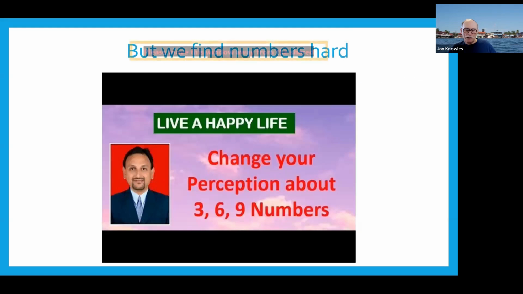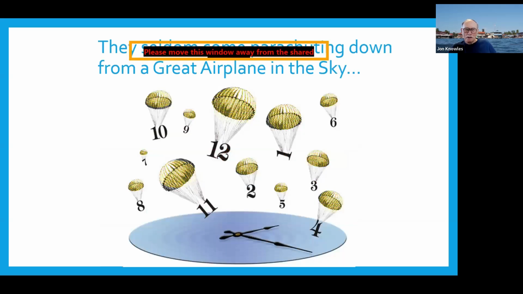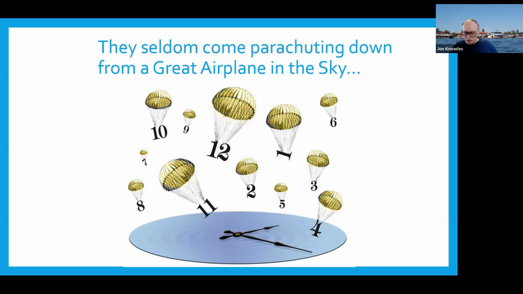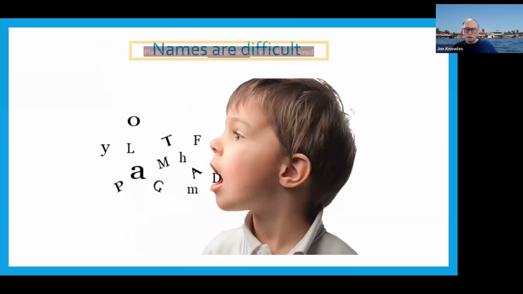but we find numbers hard. Live a happy life, change your perception about 369 numbers. I don't know who this guy is. I just found this online and I thought it was apropos. We seldom get numbers parachuting down from a great airplane in the sky, but sometimes we do, as Debra and I note in our book on associative remote viewing. Sometimes there has been success in the lottery for one thing in getting numbers, but generally it's quite hard.